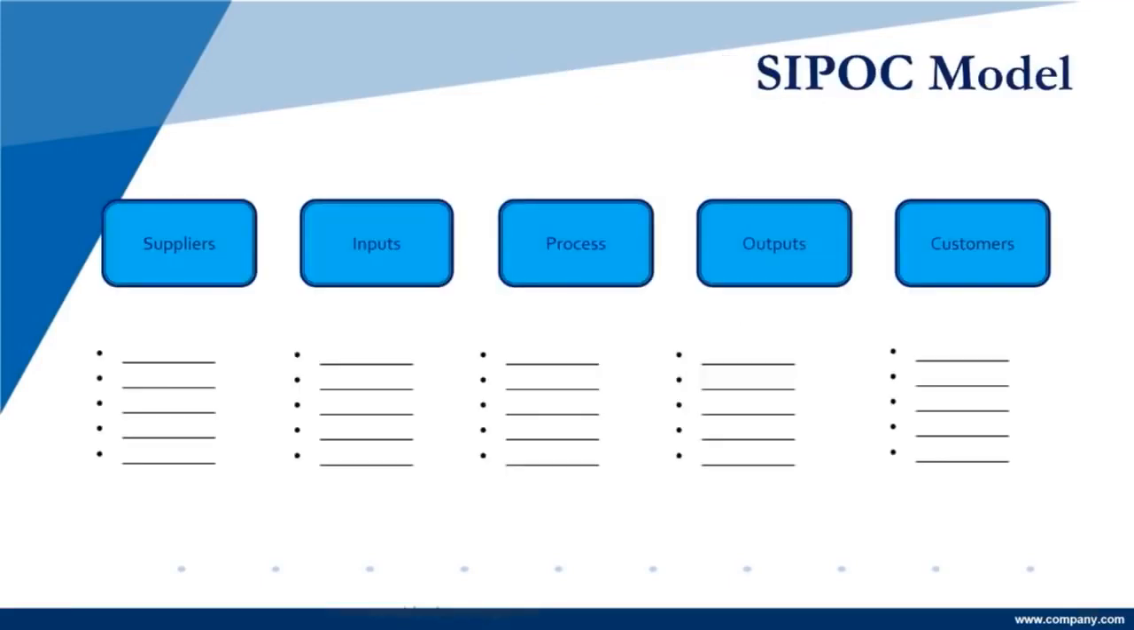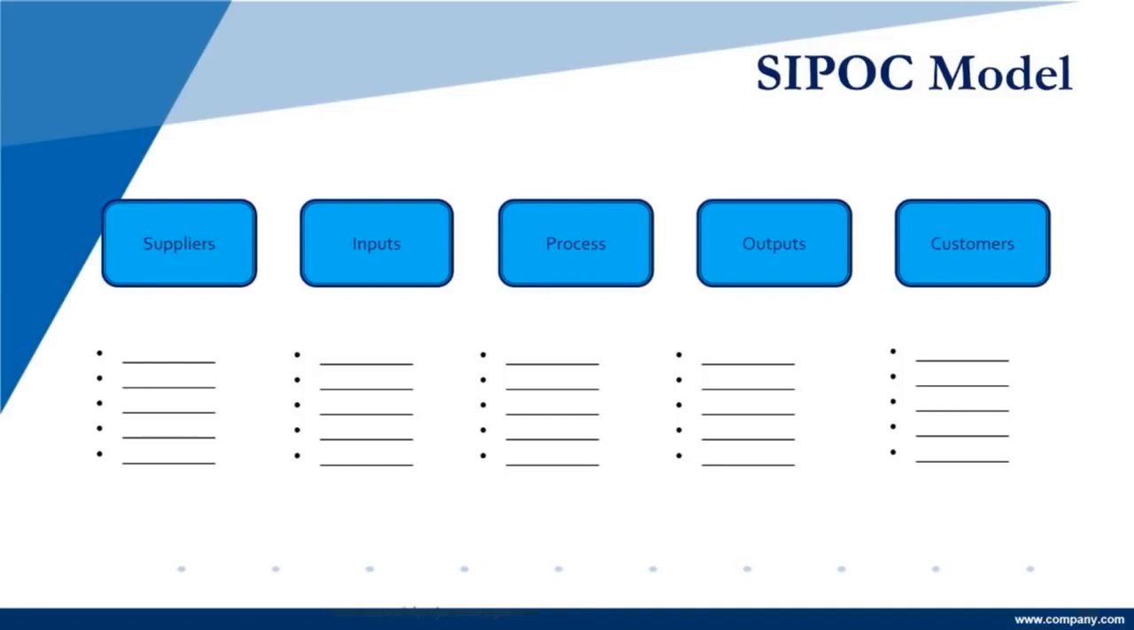This is a SIPOC model. What does SIPOC come from? It comes from supplier, input, process, output, customer. So the idea here is to look at any type of activity and to break it into its pieces.